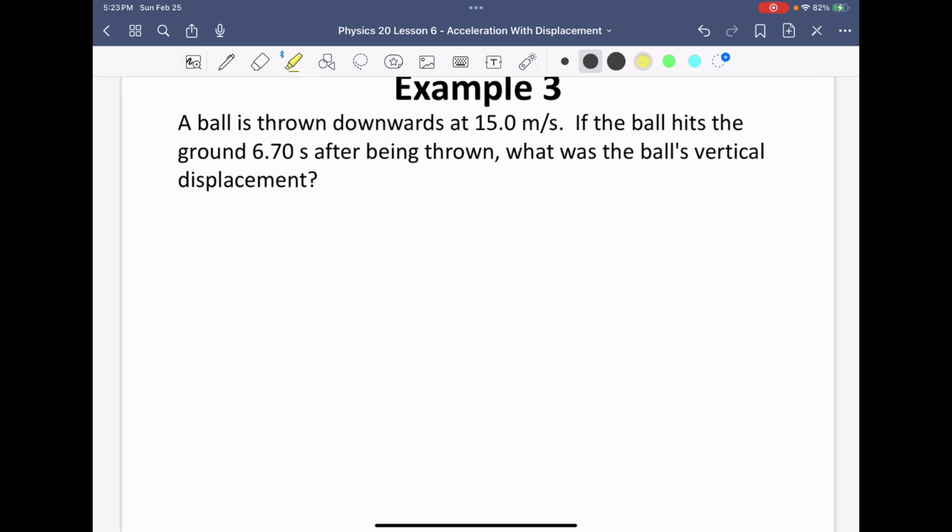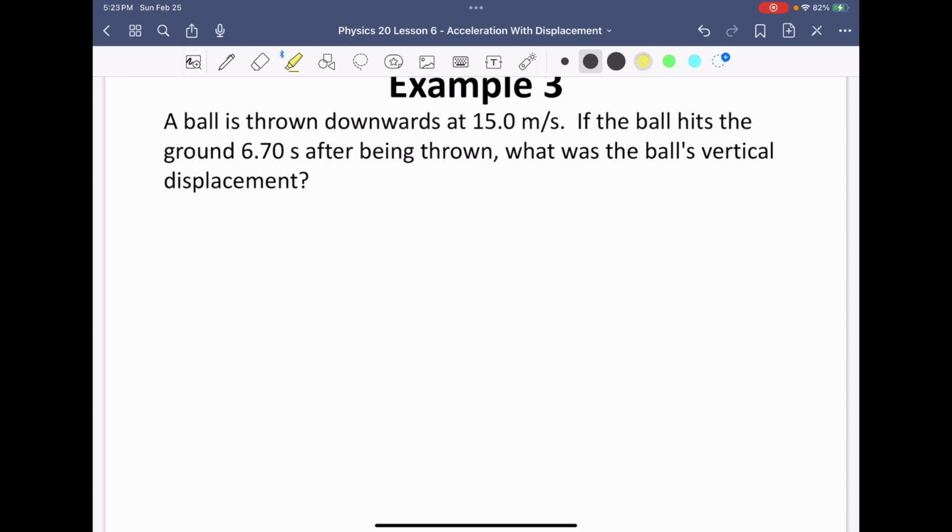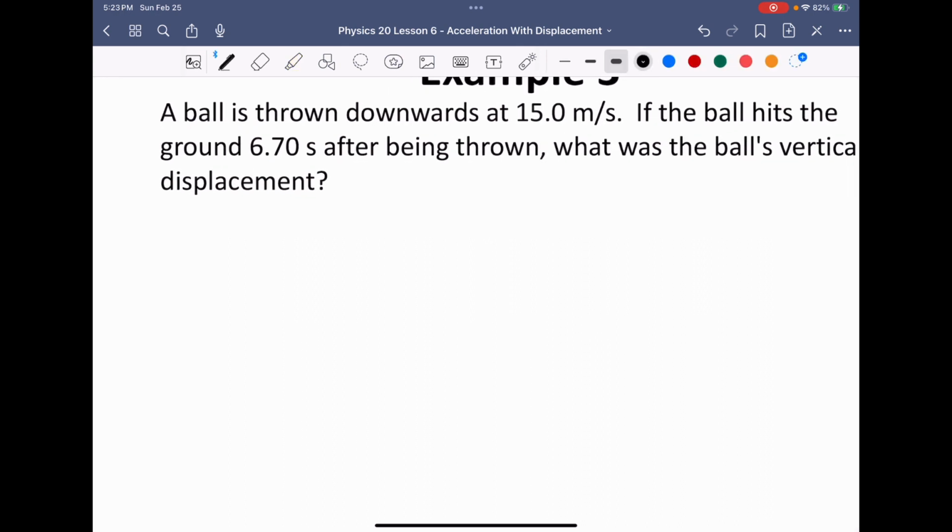All right, example number 3. Let's take another look. Again, it always starts with identifying the variables.